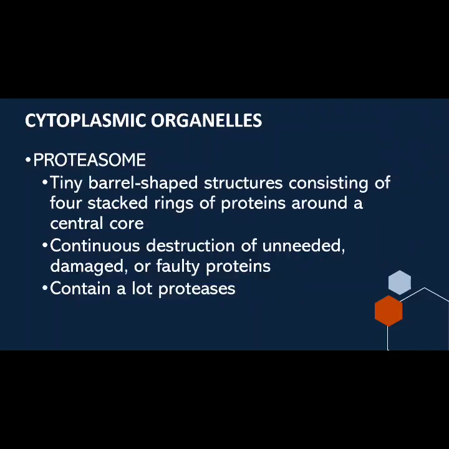Proteasomes are tiny barrel-shaped structures consisting of four stacked rings of proteins around a central core. Their function is the continuous destruction of unneeded, damaged or faulty proteins. It is called a proteasome because it contains a lot of proteases that destroy unneeded, damaged or faulty proteins. This is important in cellular differentiation.